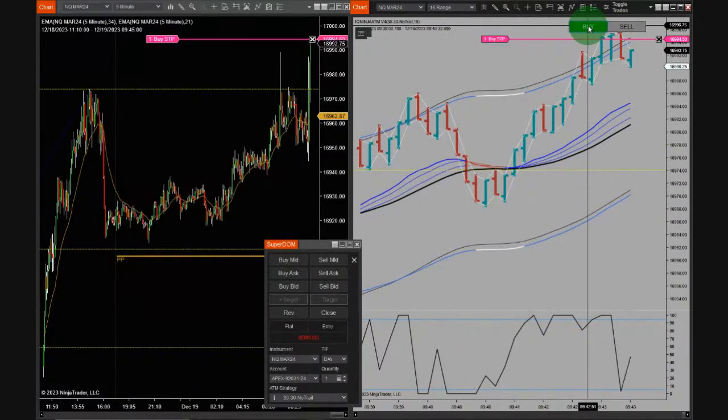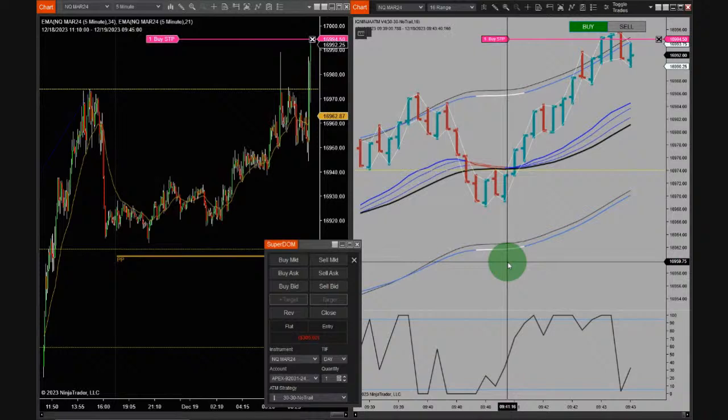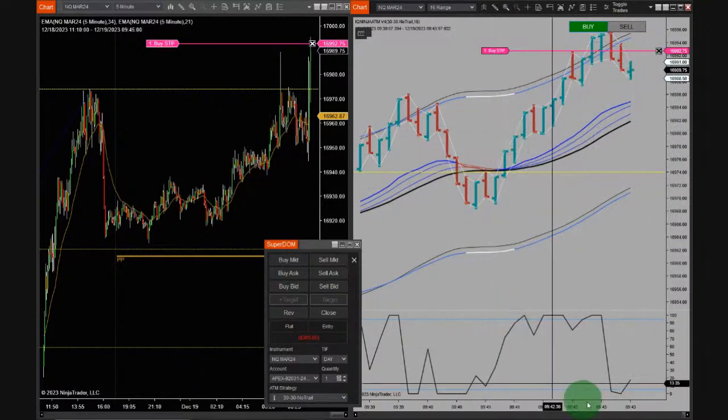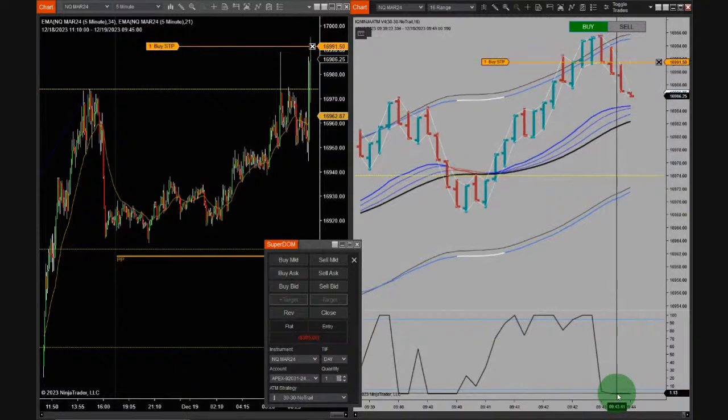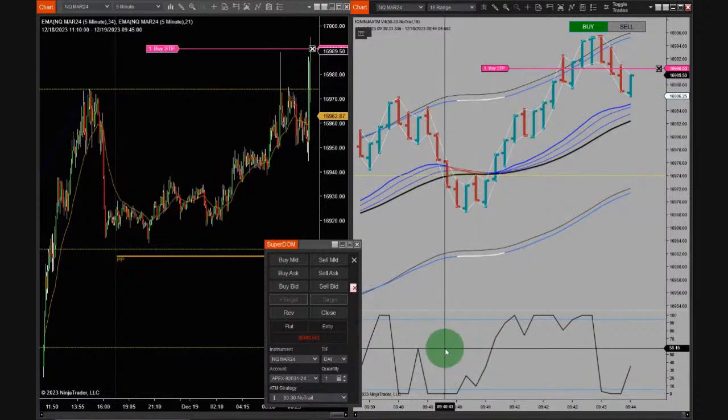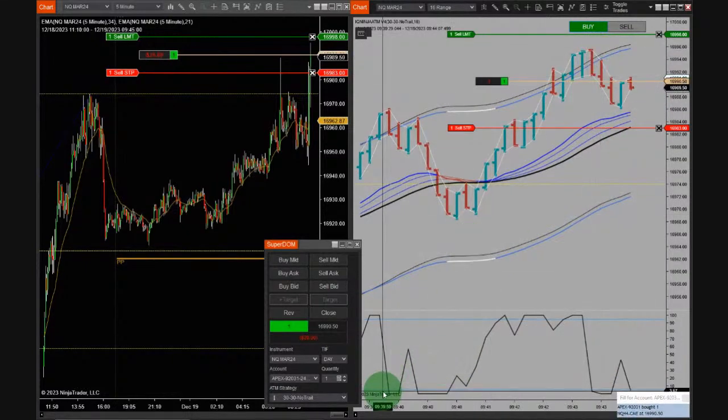Order submitted. So like I said, we have an uptrend in place. We have the pullback to the oversold. Order filled. And we're long.